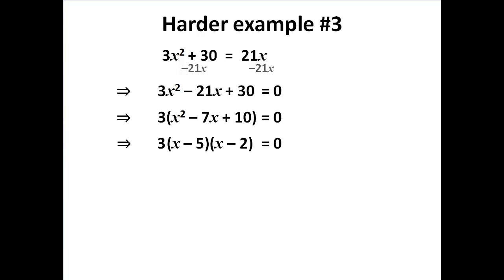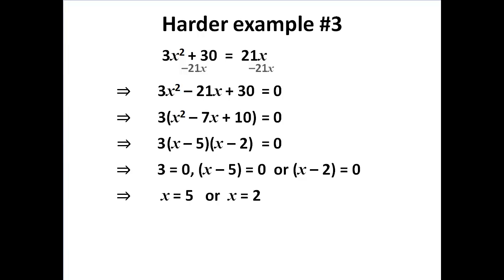Now at this point, any one of those three things, the 3, the x minus 5, or the x minus 2 is equal to 0, but 3 can't equal 0, so x is the opposite of what's in the brackets, and we have our two solutions.